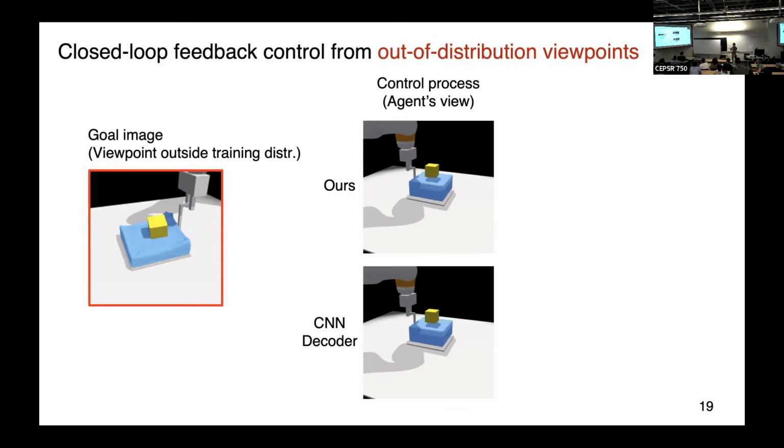In the middle is the control process, which is also the agent view. As you can see, it's very, very different from the goal image in terms of camera viewpoint. And here is the control process.